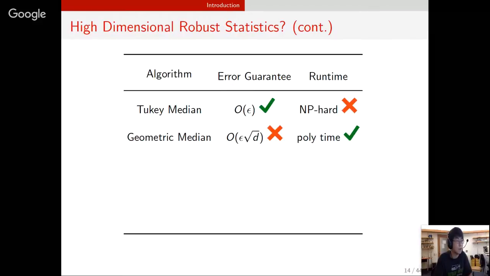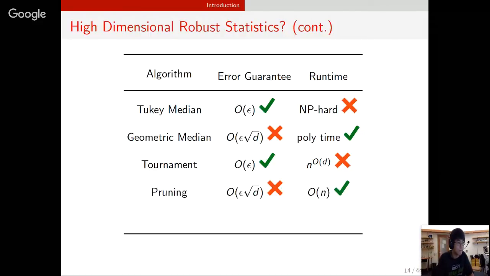Okay, and more or less, it seems to me that all algorithms that people knew fell into one of these two camps. Either their error guarantee was good, but the runtime was exponential in the dimension or worse, or the runtime was good, but the error guarantee lost this root d factor or worse. So for instance, the tournament, or some agnostic version of the tournament, gets error guarantee O of epsilon, but the runtime is again exponential in the dimension.